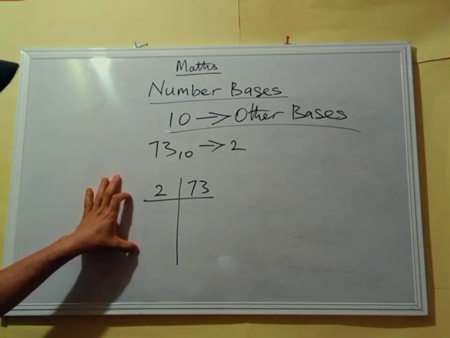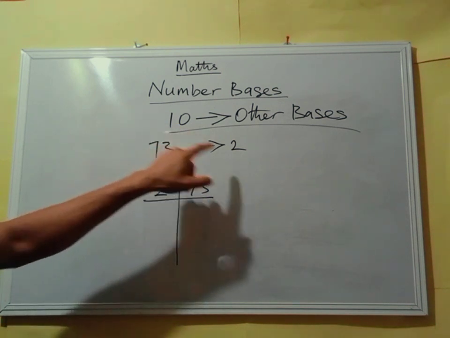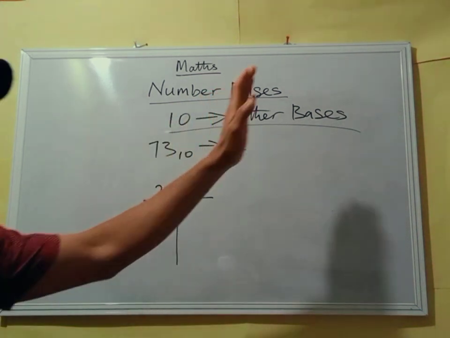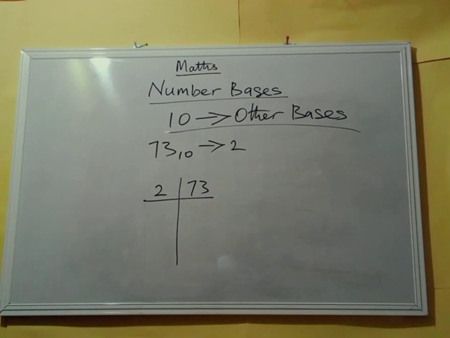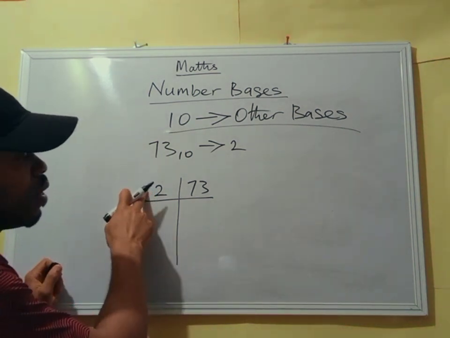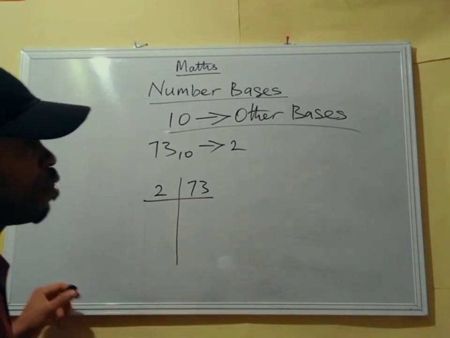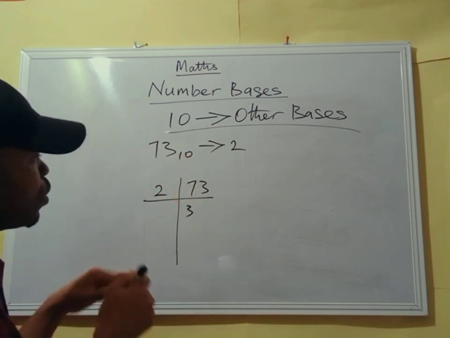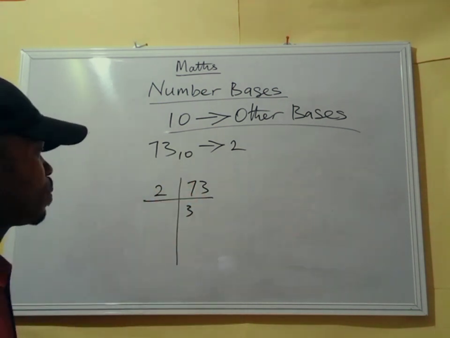The approach is very simple. Take note, when you are converting from base 10 to other bases, you use what I call the table method. But if you are to convert from other bases to base 10, you use what I call the linear method. So here the approach is to divide one after the other and drop your remainder. 2 into 7 is 3, remainder 1. So the 1 is added in front of the 3.